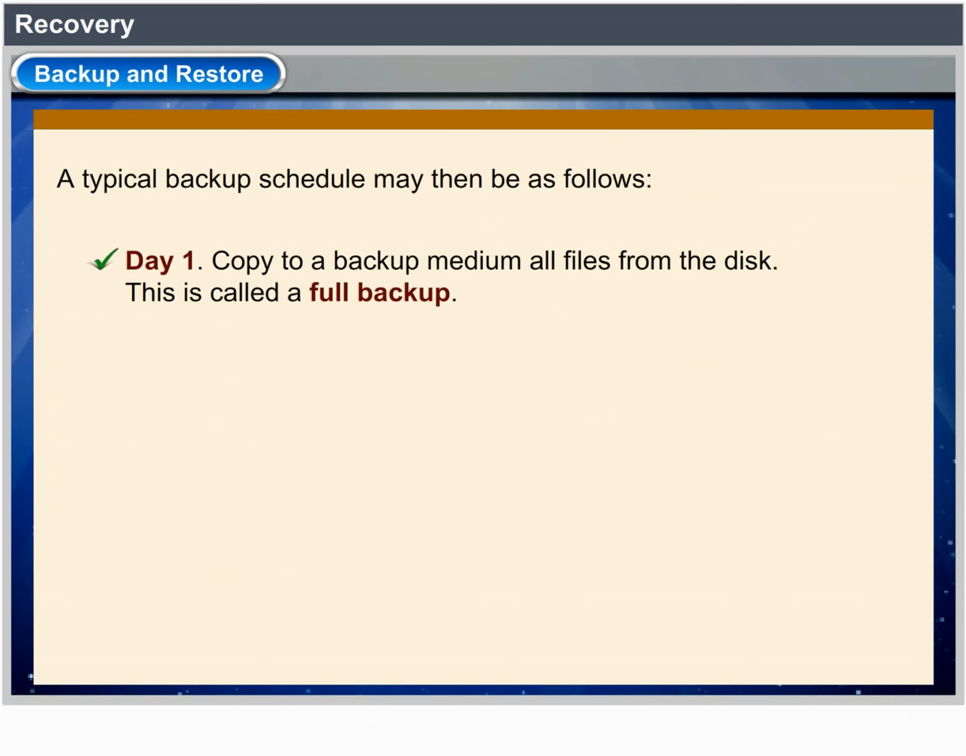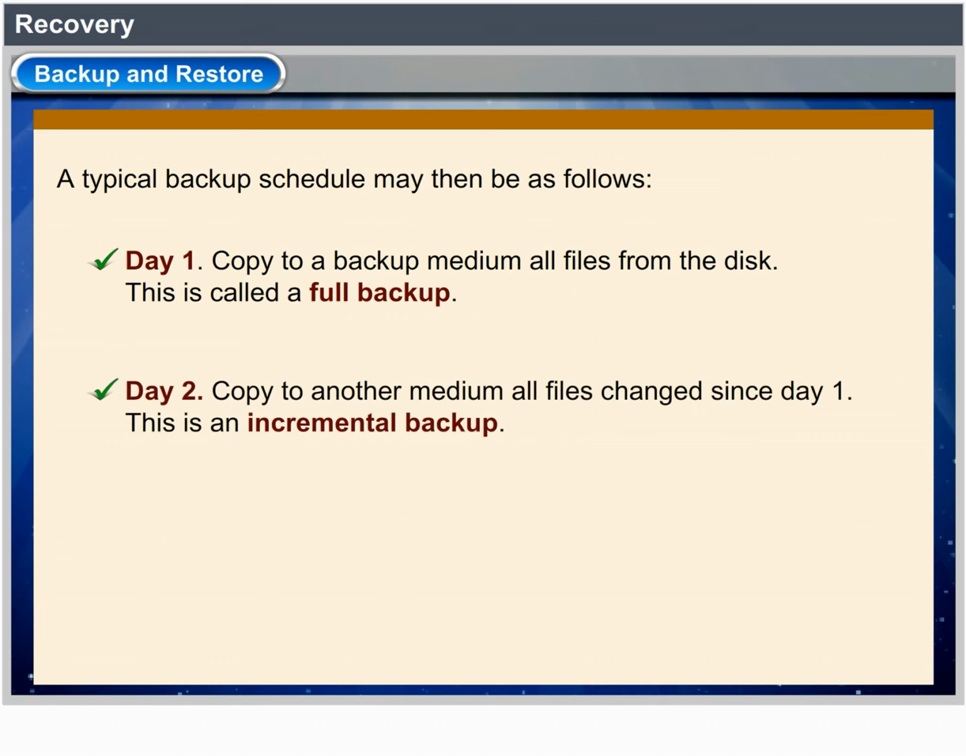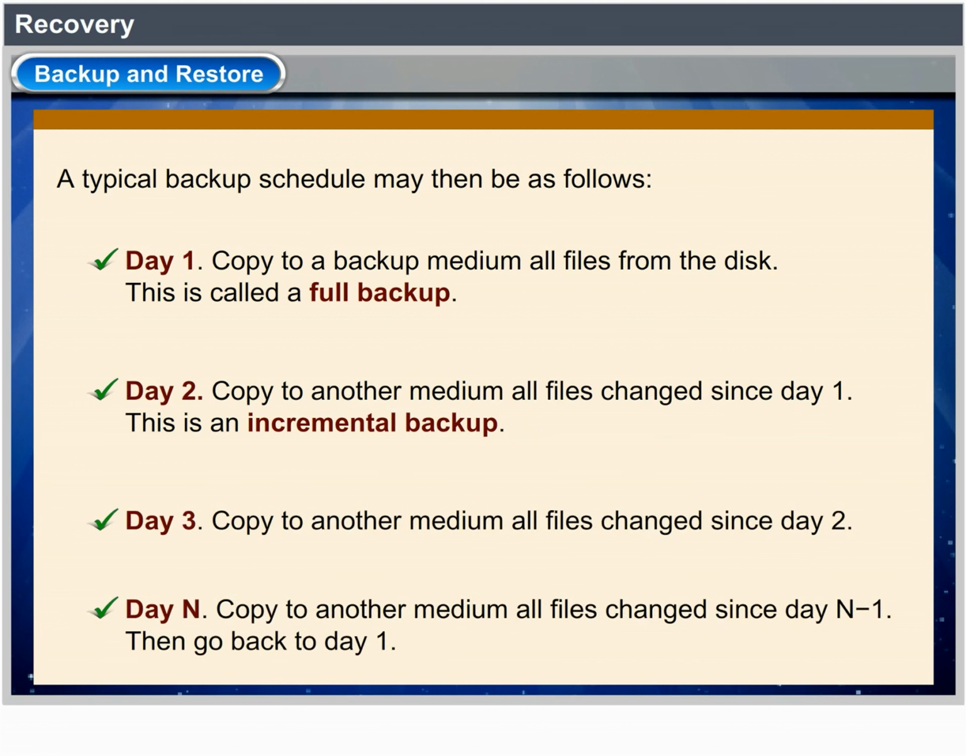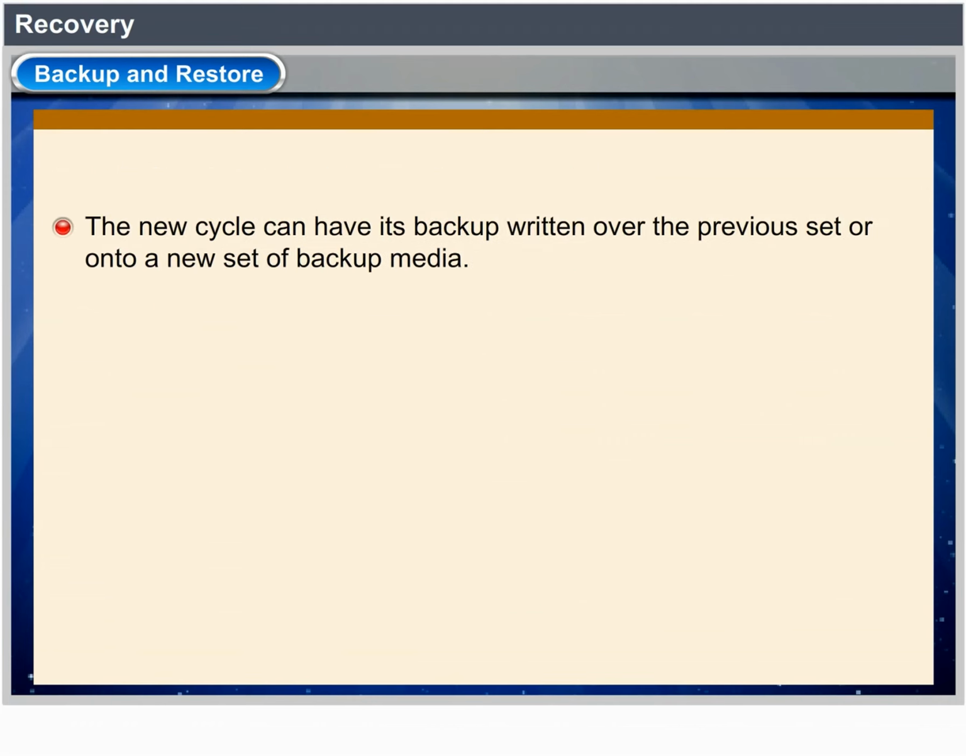Day 2. Copy to another medium all files changed since day 1. This is an incremental backup. Day 3. Copy to another medium all files changed since day 2. Day N. Copy to another medium all files changed since day N-1. Then go back to day 1. The new cycle can have its backup written over the previous set or onto a new set of backup media.